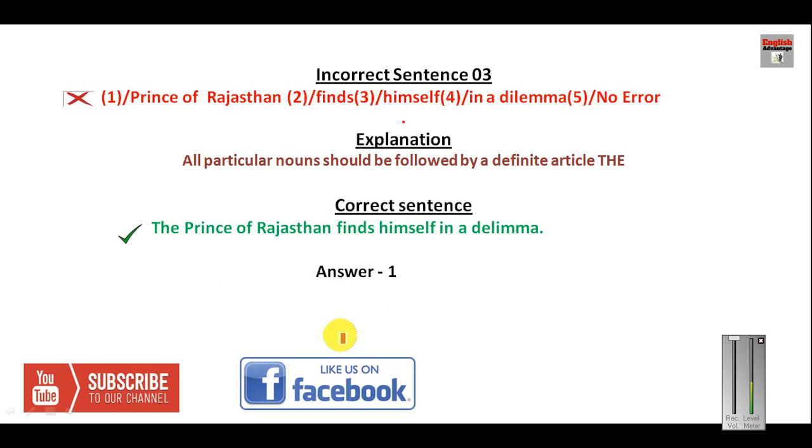Now let us see the next sentence. Prince of Rajasthan finds himself in a dilemma. Just see here, this finds is correct because it's singular, it's a single king. Himself is correct. In a dilemma also is correct. But what kind of prince are we talking about? We are talking about a prince of Rajasthan. We are talking about a particular prince. So that is why we have to make this prince a particular prince. We can do it by putting the before it. The prince of Rajasthan. So your answer will be 1. Now let us see the next question.